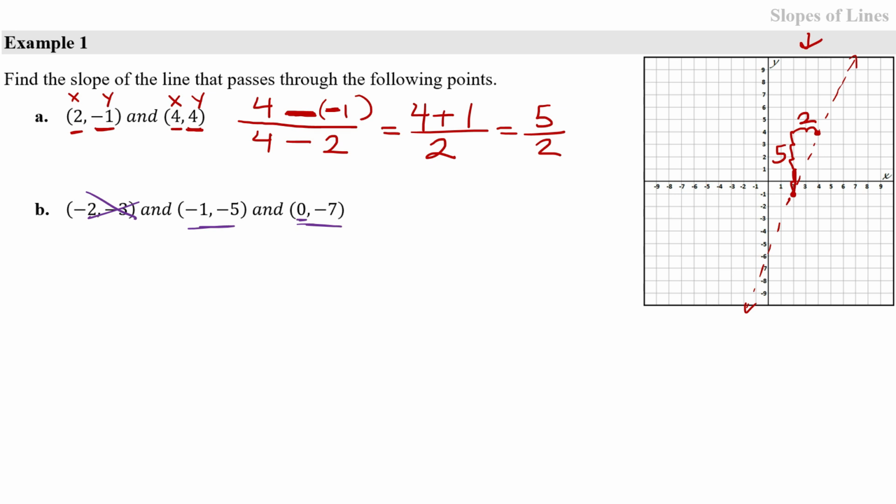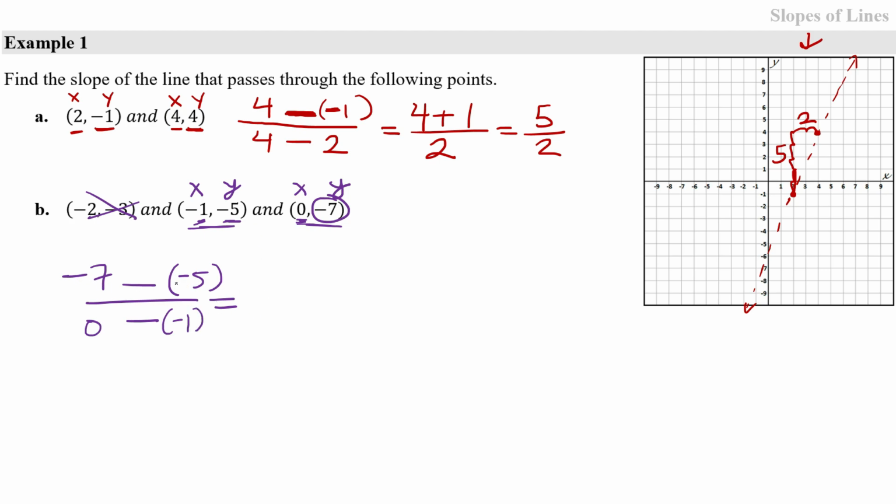And so remember that this is your x and this is your y, this is your x and this is your y, and the formula says we're going to subtract the y's on top, and then we're going to divide it by, and then subtract the x's on the bottom. Okay, so if I subtract the y's, it's going to be negative 7 minus negative 5, and on the bottom it's going to be 0 minus negative 1 will be your x's.